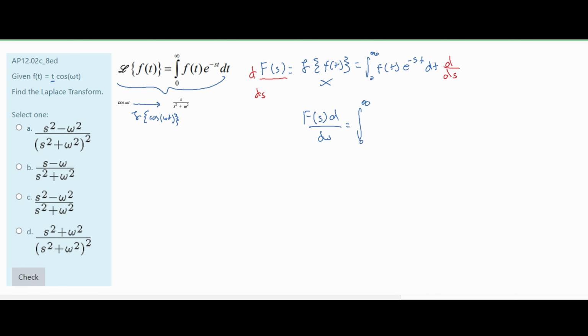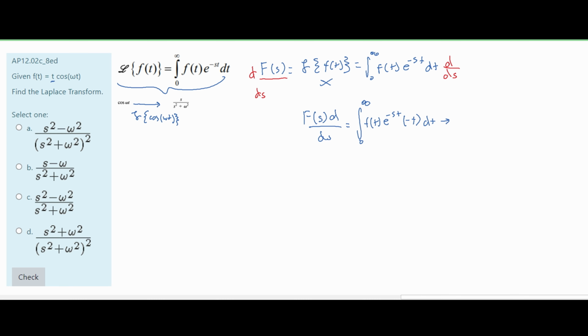Now, in rewriting this, I've rewritten the left side. We're going to take the derivative of the right side with respect to s. So f of t is just going to be a constant here. Our e to the negative st, we're going to take the derivative of. Anything with e, when we take the derivative of e, it's just itself. And then because of the chain rule, we're going to have to multiply this by a negative, not s, but t. And then we're going to have our dt here.